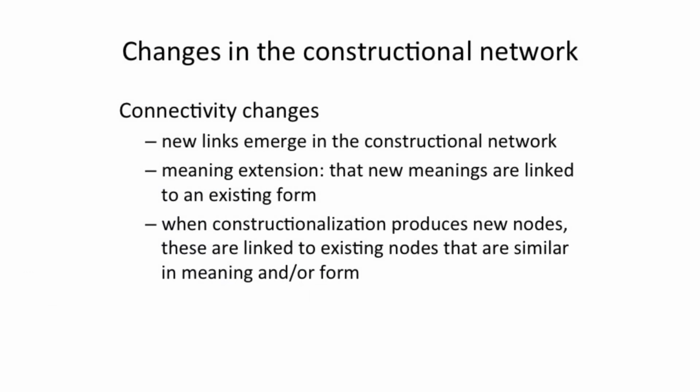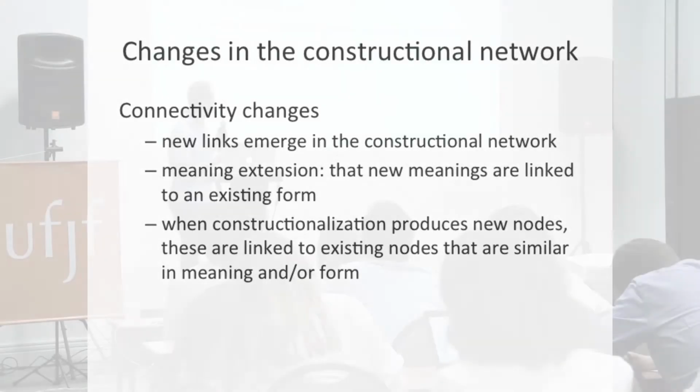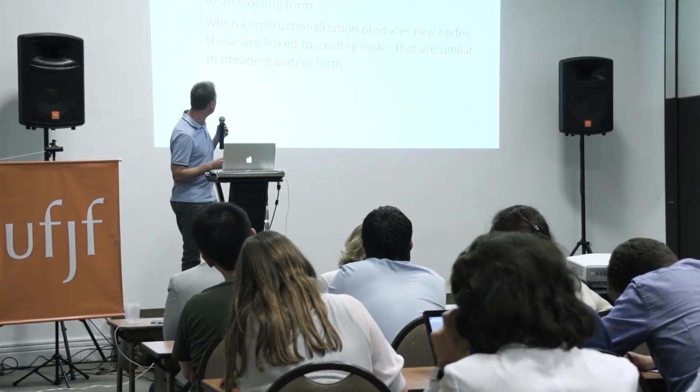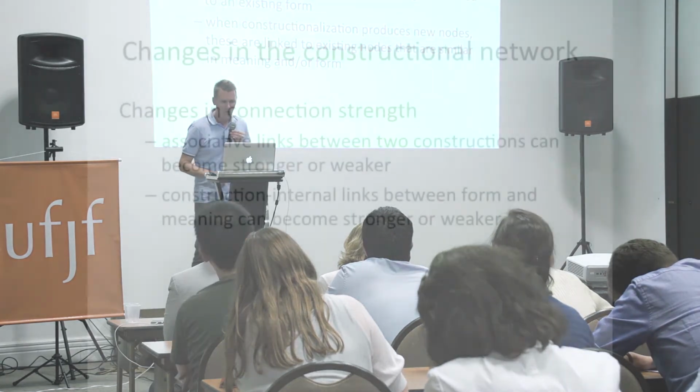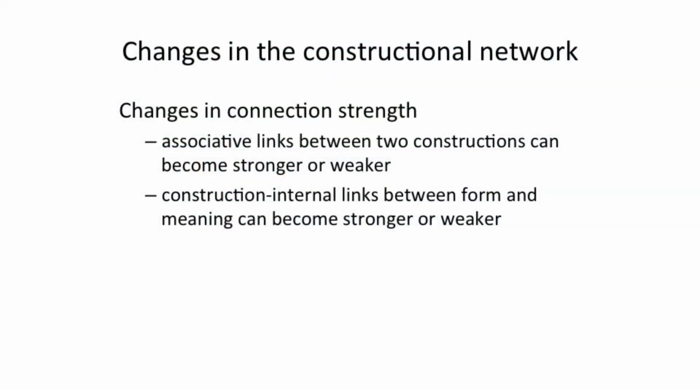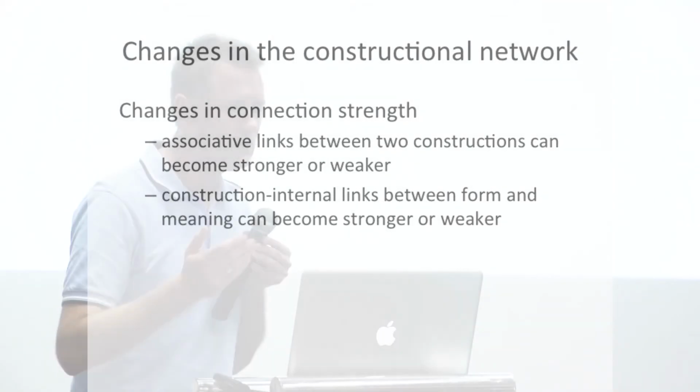So new links emerging or new meanings being linked to an existing form. Or when constructionalization produces new nodes, how are these linked to existing nodes that are similar in meaning or form? I also think that changes in connection strength are a topic that needs much more investigation. So how do associative links between two constructions become stronger or weaker? Or how do construction internal links between form and meaning become stronger or weaker?